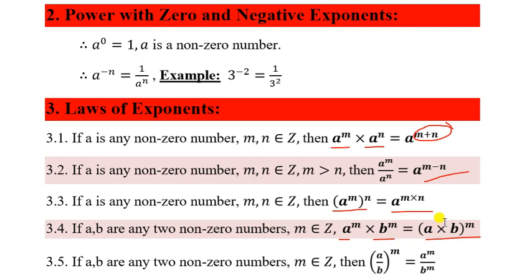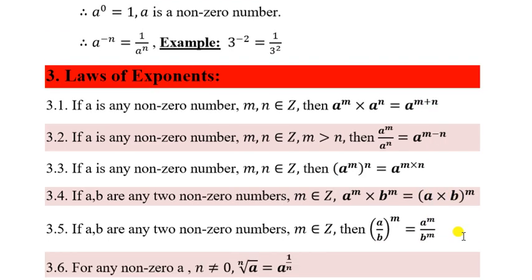Don't use this one for addition and subtraction. For subtraction and addition we cannot use this law. For division and for multiplication we can use this law. Remember that. See, for division also I have written here, a by b to the power m, that means we can write a to the power m by b to the power m. Don't use it for addition and subtraction, only for multiplication and division. Remember that, it's very important.